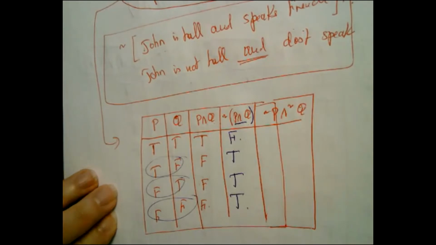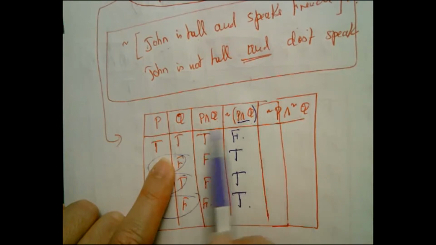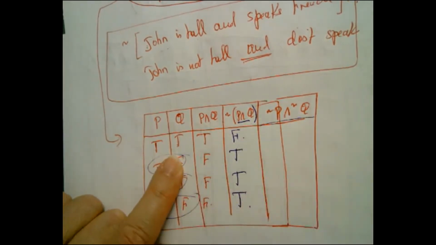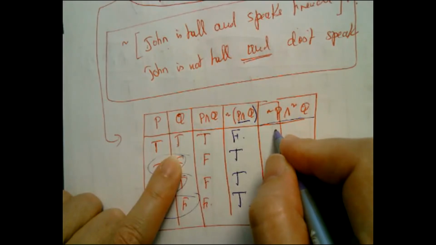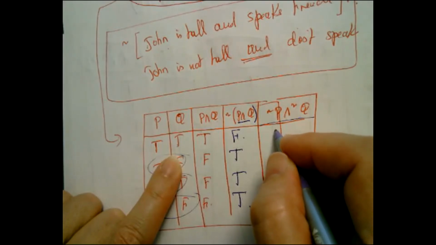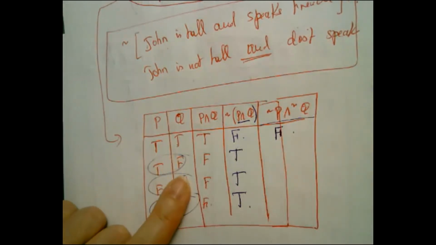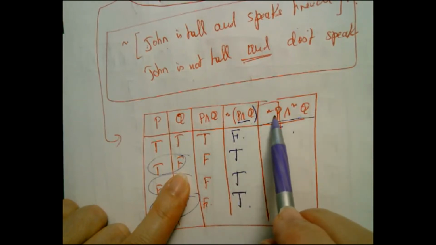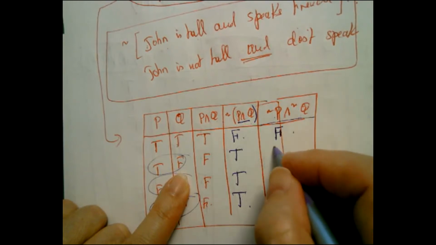Let's do that. I should have done non-P, non-Q, but that's okay. If P is true and Q is true, what can we say about non-P and non-Q? True or false? Quickly. They're both false. So that's false. In this scenario, P is true, Q is false. What can we say about non-P and non-Q? False and then true. False or true?